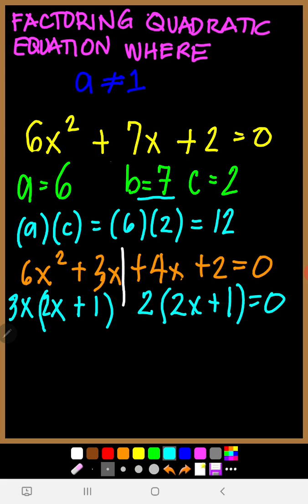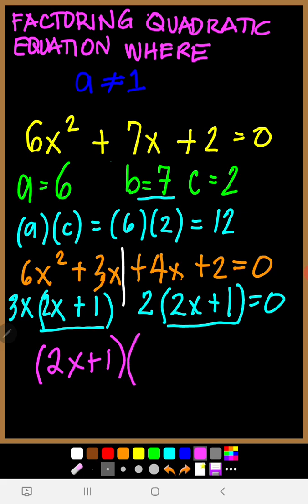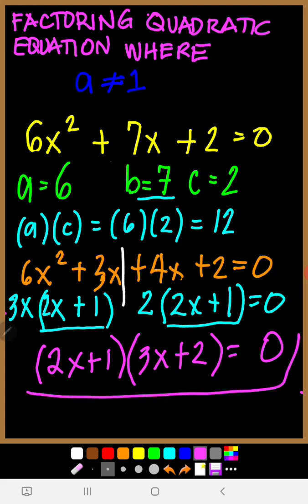Notice that the terms inside the parentheses are the same. So, that means that is the first factor, 2x plus 1. And then the other factor will be the terms that are outside the parentheses, which is 3x plus 2. So, therefore, the factor of 6x squared plus 7x plus 2 equals 0 is the quantity 2x plus 1 times the quantity 3x plus 2.